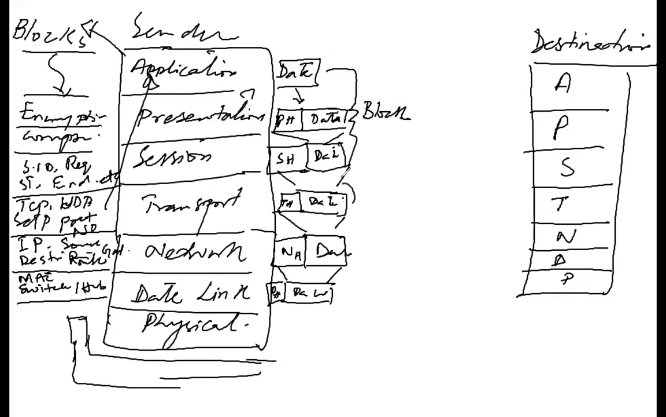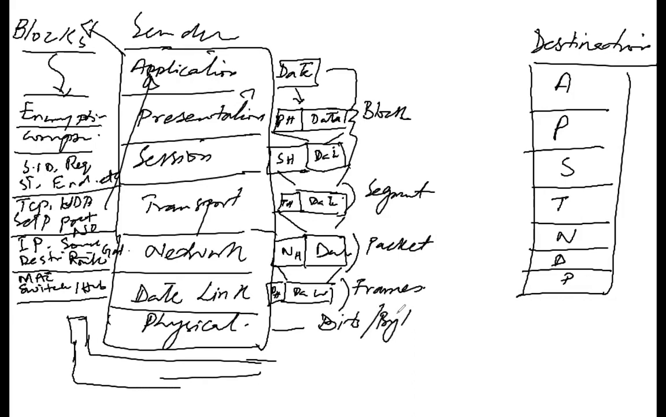Another important thing, on these three layers, we call this data a block of data. On the transport layer, we call it a segment of data. On the network layer, we call it a packet of data, packets. And here we call it frames on the data link layer. While on the physical layer, we call it bits or bytes. It depends on your protocol, whether it can carry bits or bytes.